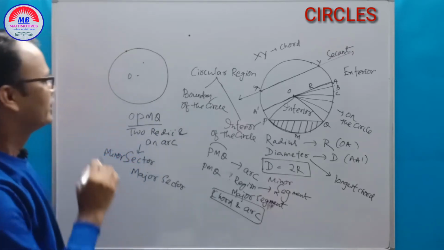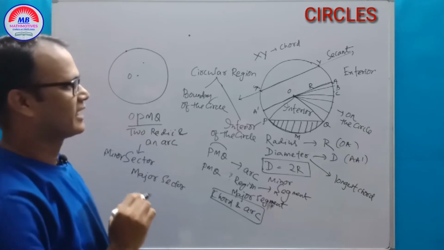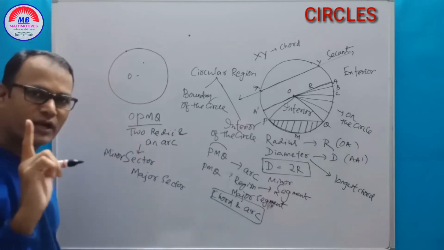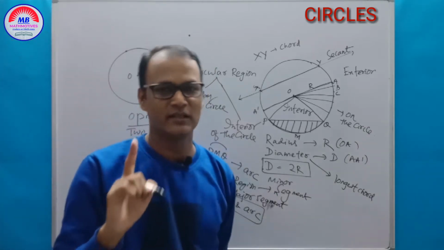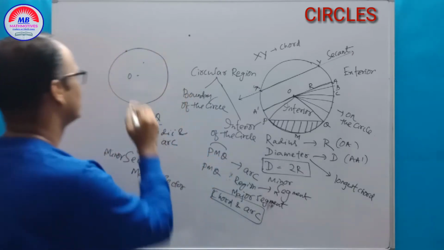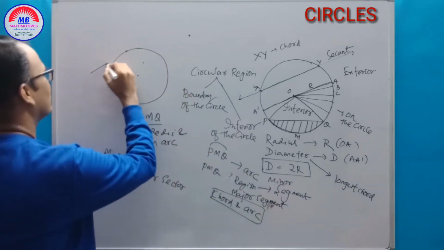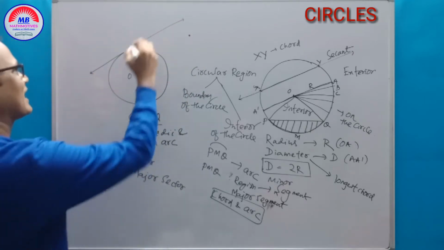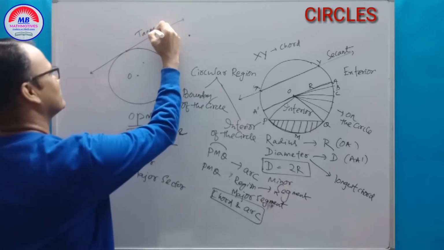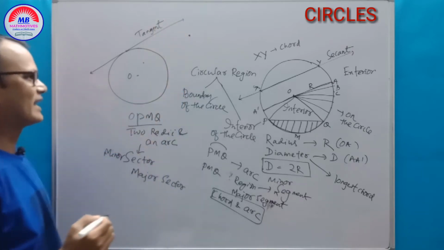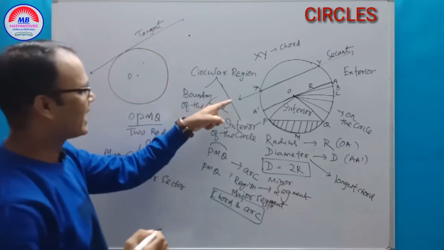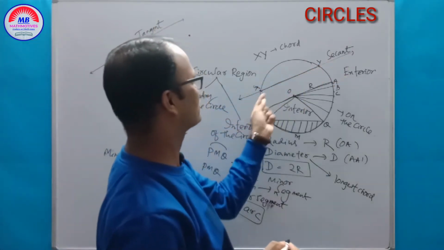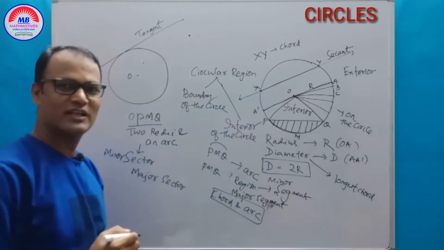Okay, if you draw a line and it touches one point of the circle, then it is called a tangent. So you see, if you draw a line here, this line is called the tangent. But if you draw a line passing through the circle and touching two points, then that is called a secant.